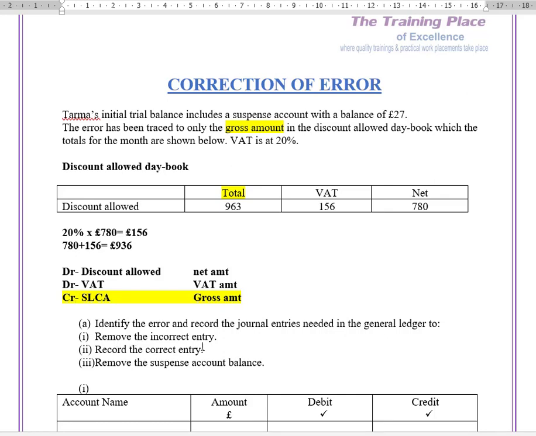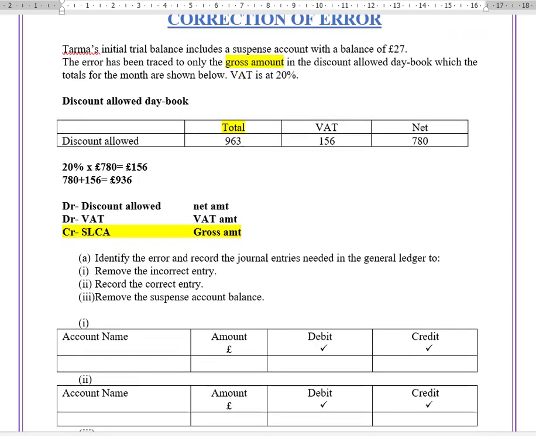They are now saying to you, remove it from SLCA. So I know that the gross amount is sitting in SLCA. I need to remove it. Remove it from SLCA account. What is the wrong amount that was posted? 963 is what I need to remove. And if I had credited SLCA, that's previously when you posted this transaction exactly as it is, you would have credited SLCA. So now I want to remove it. Get it out quickly. What do you do? You will debit.